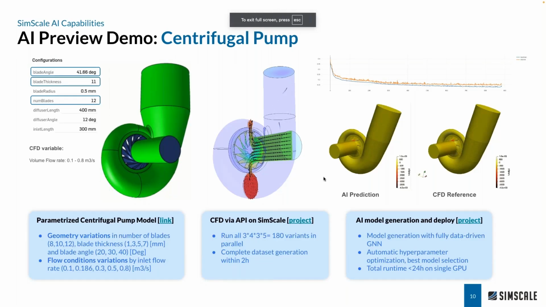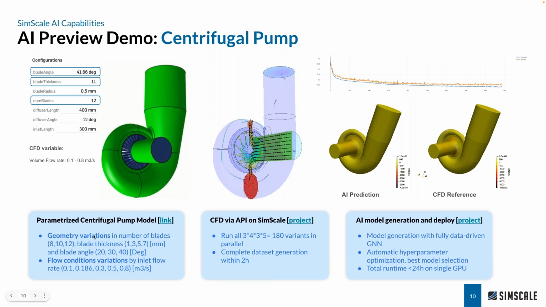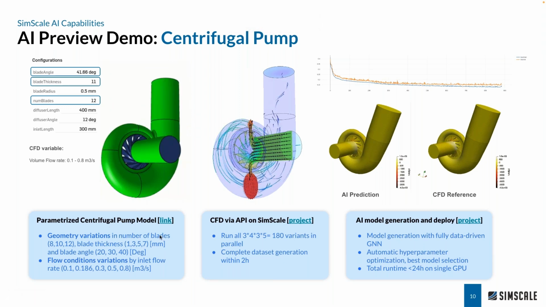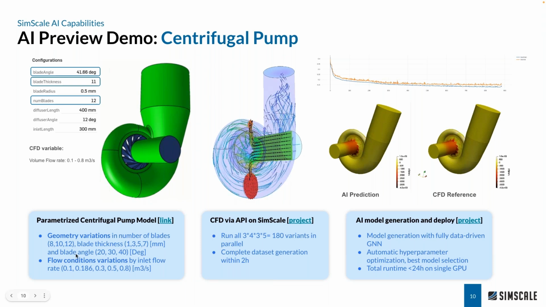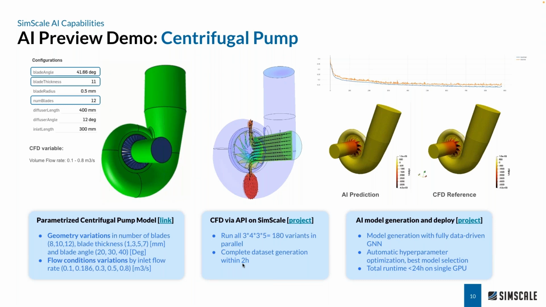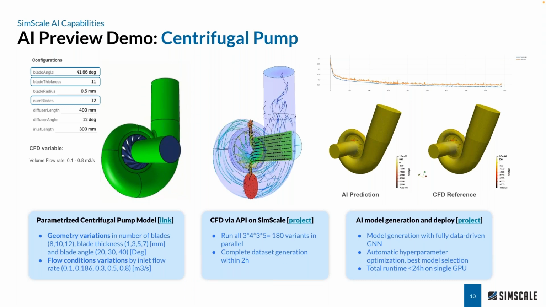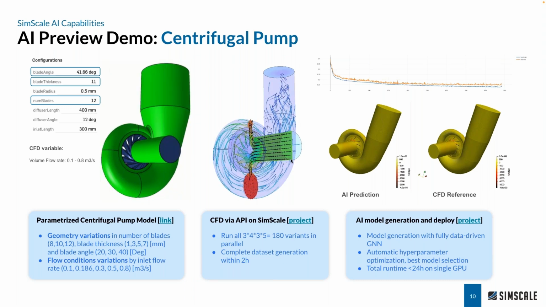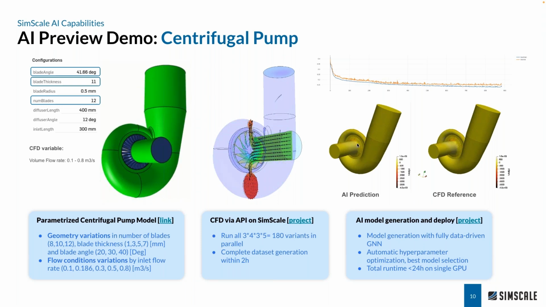So if I go back to my full screen, you can see we have cases where we ran a pump model with different geometric variations, including number of blades or blade thickness or blade angles. And in total, we ran about 180 variants that took about 2 hours because we're running everything in parallel on SimScale. And there's no pre-processing time for the data to be trained for an AI model. So within a few hours, you can actually get the AI prediction ready, which can be used by your engineers to make design informed decisions directly.